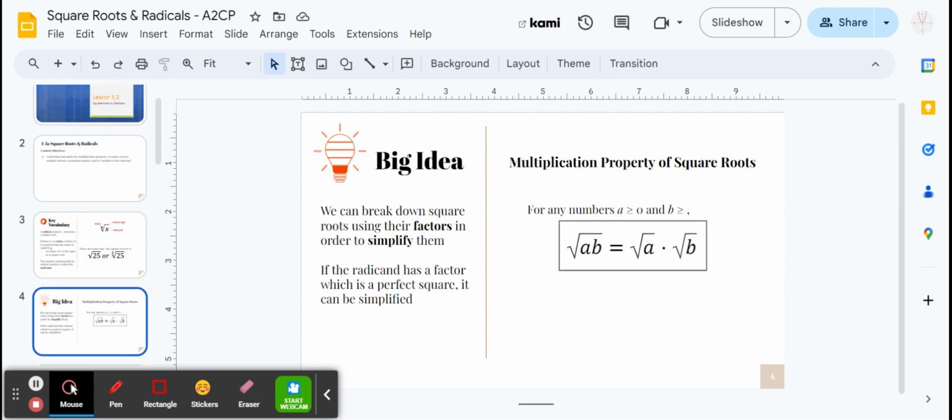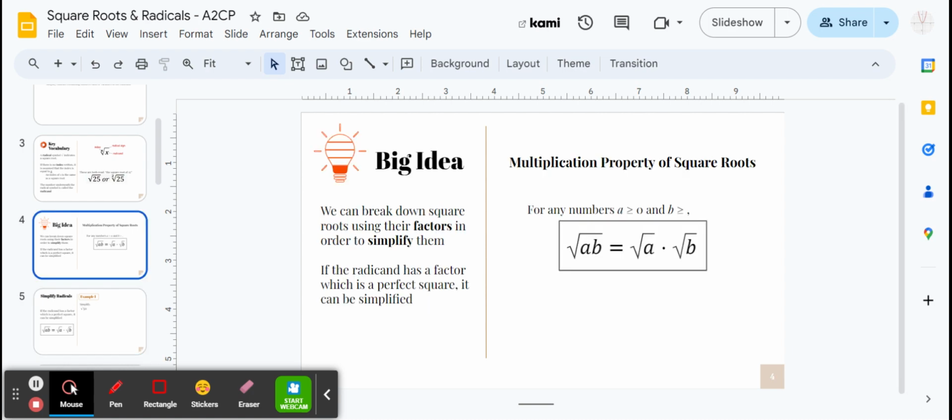Now, this is the big idea of this lesson: we can break down square roots using their factors in order to simplify them. If the radicand has a factor which is a perfect square, it can be simplified. Now, if you look here, this is the basic idea of the multiplication rule for radicals. If we have the square root of a times b, that is equal to the square root of a times the square root of b.